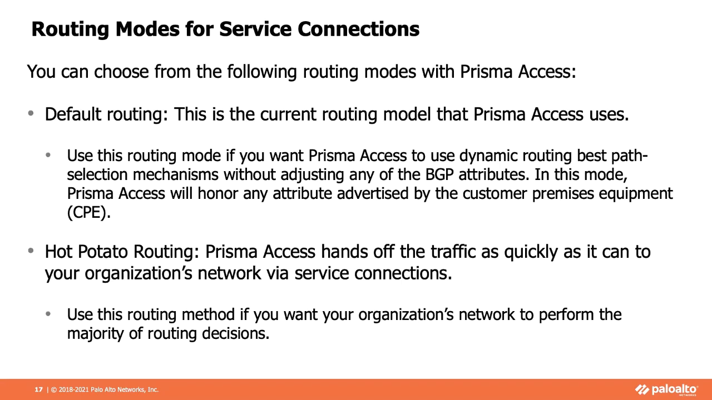Our default, what we call cold potato routing, is where Prisma Access is going to use dynamic routing and best path selection, without adjusting any BGP attributes, to deliver traffic through the best RN SPN or SC CAN for delivery into the customer's network.